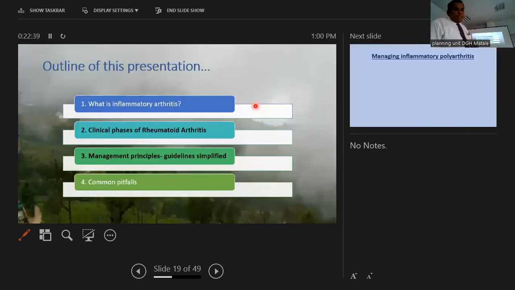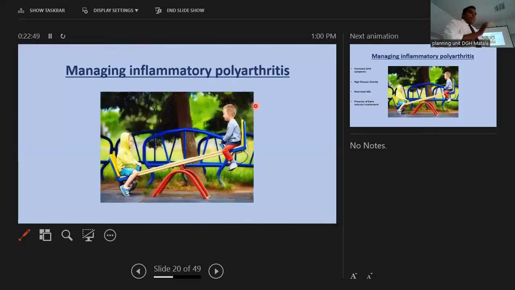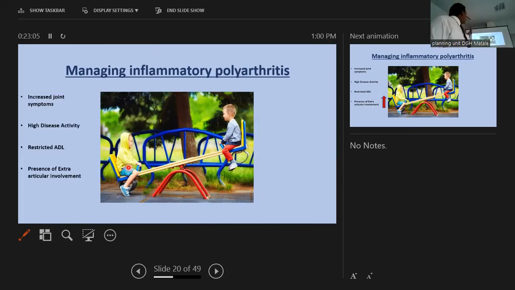So the third section of this presentation, the management principles. I'll be talking about the management principles in a simplified way. So inflammatory polyarthritis is kind of like a seesaw. On this side, there's imbalance where there's increased joint symptoms, high disease activity, restricted ADL, or presence of extraarticular manifestation.